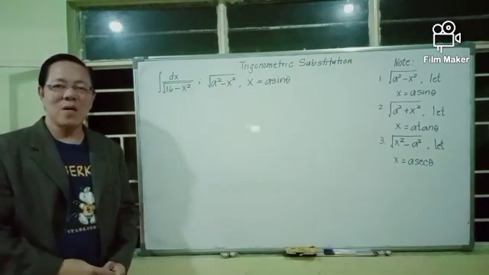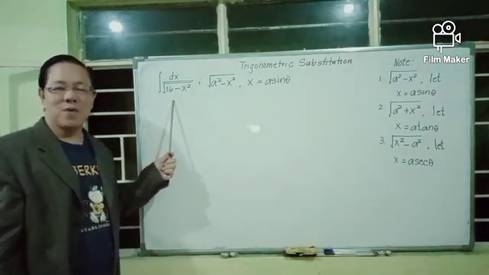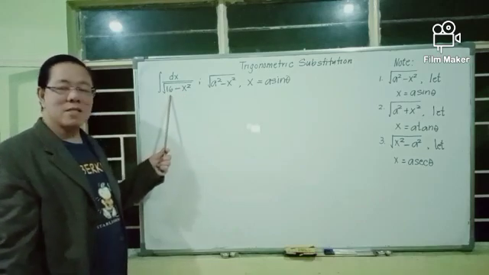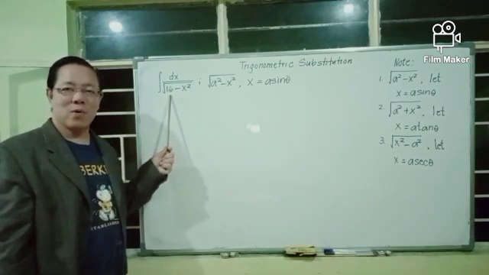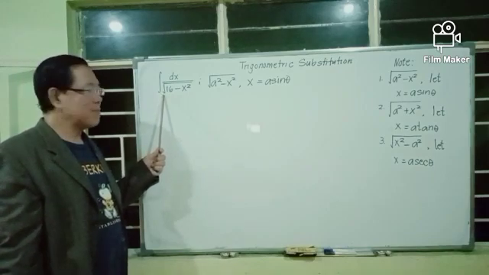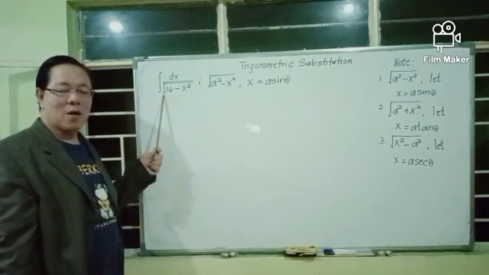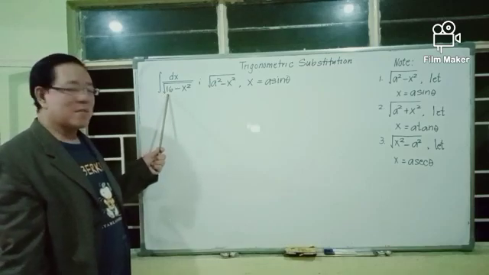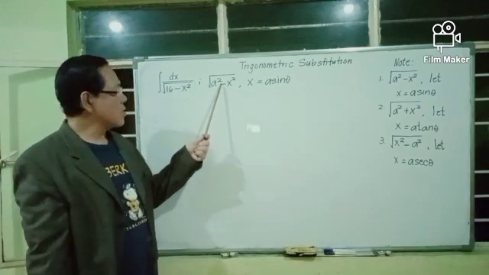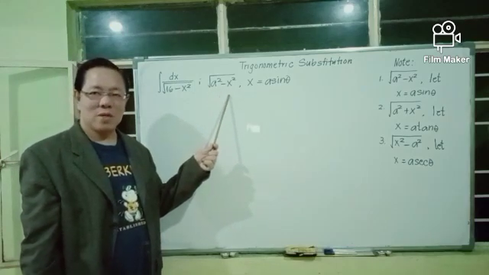Consider number 1, we have the integral of dx over the square root of 16 minus x squared. 16 is equal to the square of the constant 4. And this expression in the given integrand, in particular in the denominator of the integrand, the square root of 16 minus x squared is of this form, square root of the square of a constant minus x squared.